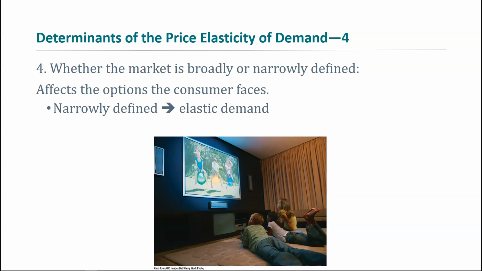So if the price of Shell gasoline goes up, okay, you've got substitutes. You'll go to BP, right? You'll go to a different gas station. As long as we're narrowly defining the market, you have other choices. You have very elastic demand in that case.